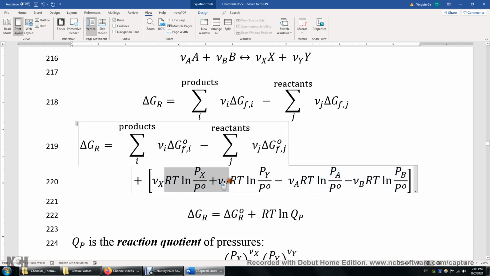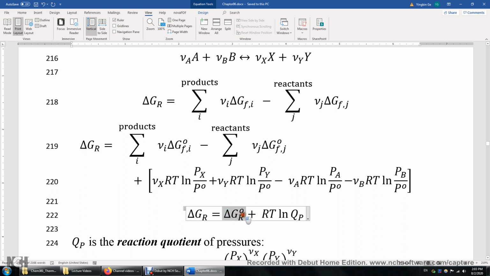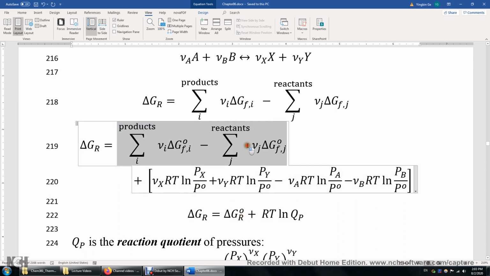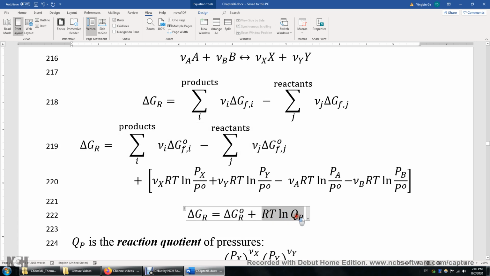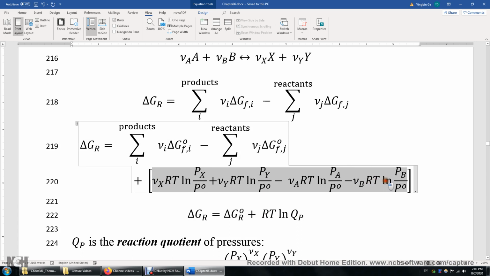And over here, if we put all these terms together, it's actually RT times the logarithm of Q sub P. Again, over here, this is Gibbs energy of reaction. It goes here. This is Gibbs energy of reaction in a standard state, these two terms. Finally, this one, RT times the logarithm of Q sub P. Q sub P is the reaction quotient. So this term is the sum of these four terms, including products and reactants.